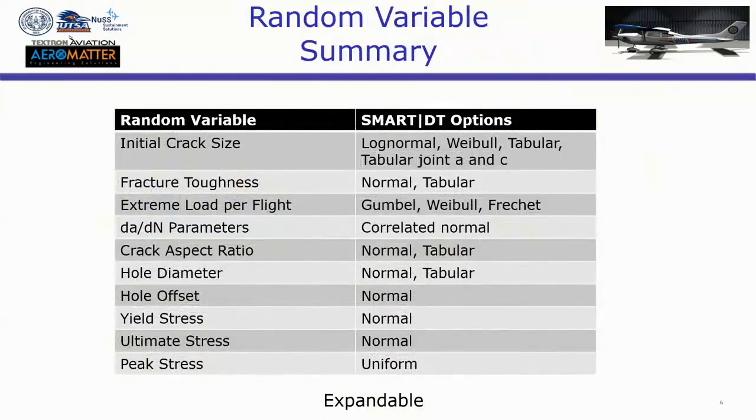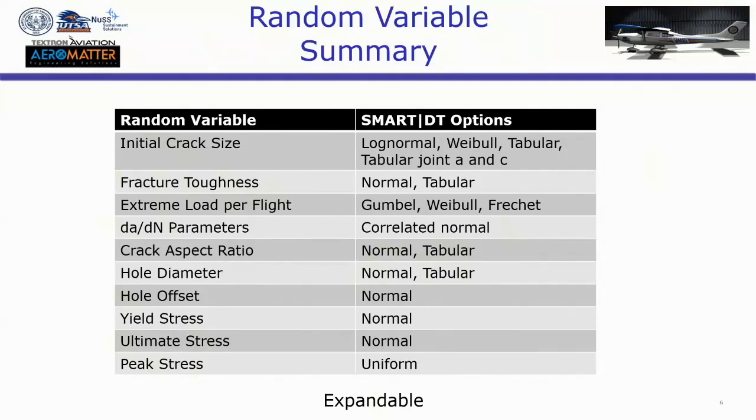A summary of the random variables, Harry already went through that one. We have initial crack size, fracture toughness, extreme value distribution for the maximum load per flight, DADM parameters, correlated normal crack aspect ratio, hole diameter, and so on. What is very important is this is expandable. So if you need an additional random variable that you don't see here, that is important for your analysis, it's very easy for us to work with you and help you include those in the analysis.